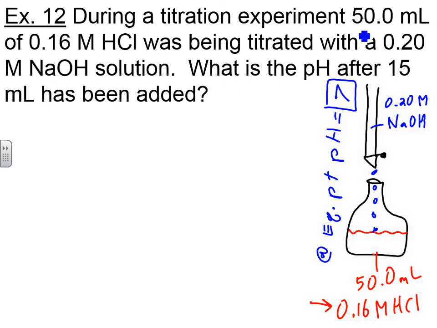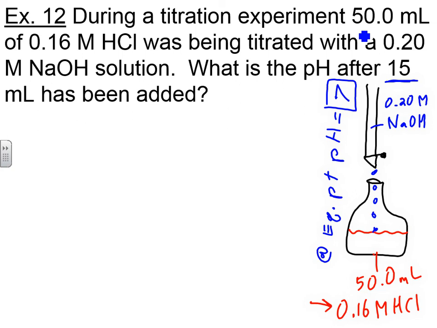So the trick here is we're actually going to add only 15 milliliters of the base, and to neutralize all of it, we'd have to add quite a bit more. So we're not going to be at the equivalence point. We're going to be somewhere below the equivalence point, if that makes sense. So this is actually the difficult one, a little more involved. So see if you can follow along.